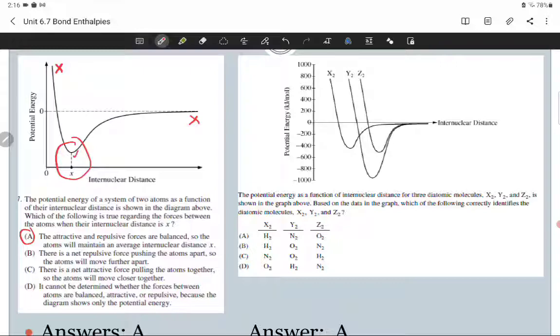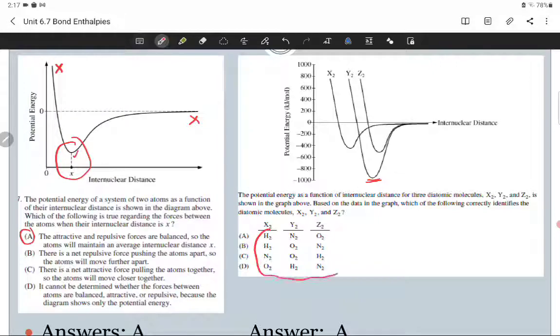What's going on here? So now we have three different molecules, X2, Y2, and Z2. Let's investigate this. So Y2 goes the furthest down on the y-axis. Therefore, it's going to have to be, in my opinion, the shortest bond. Well, let's not talk about the shortest bond, because that's not going to help us when we don't know what these X's and Y's and Z's are yet. But it's definitely going to have the most energy associated with it. So that's typically a triple bond.